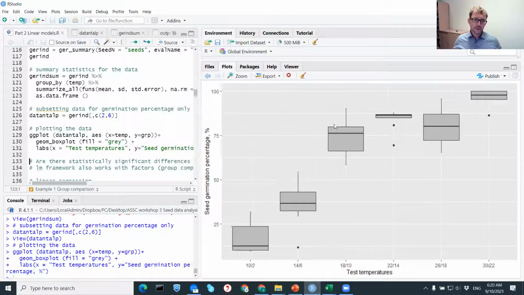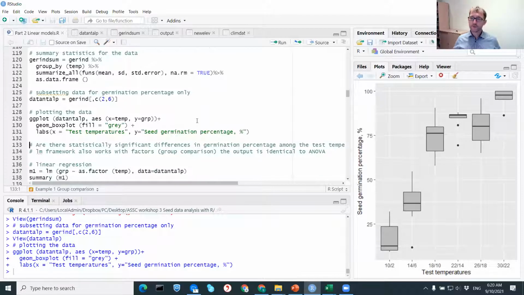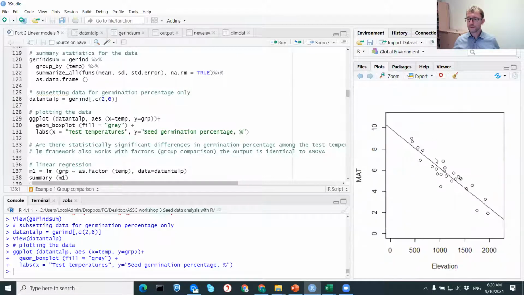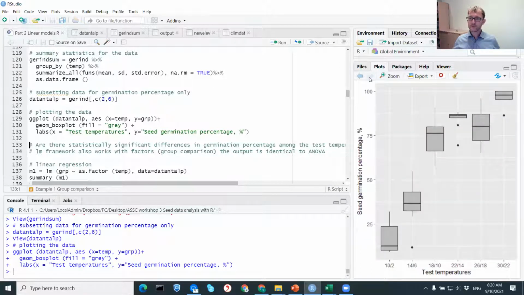The good thing about the linear model framework is that it can also work with factors. So you see, you have here groups of factors. It doesn't look different from our previous example. But the true beauty of this approach is that you can also work with factors, with groups. You can make so-called group comparison. So it's quite similar to ANOVA. Basically, the calculation is identical to ANOVA.